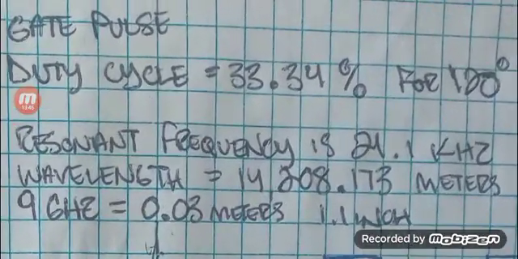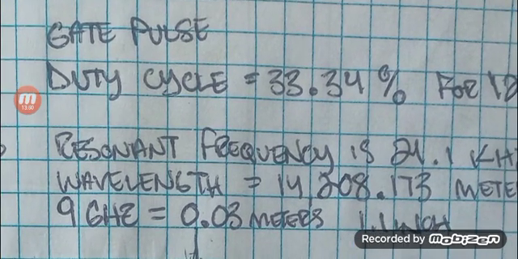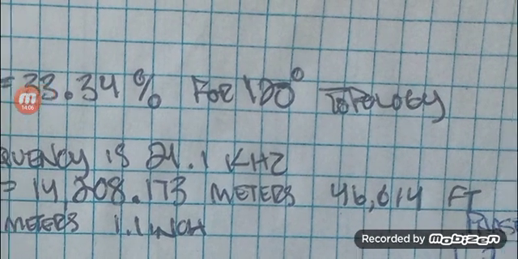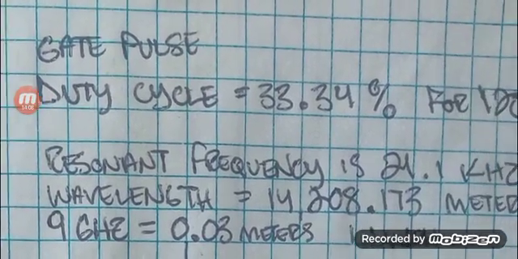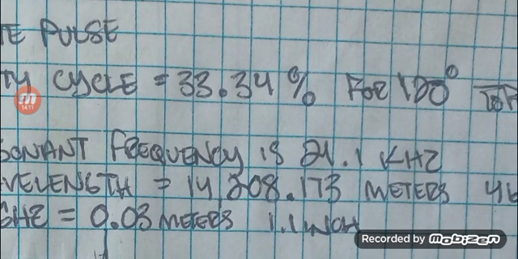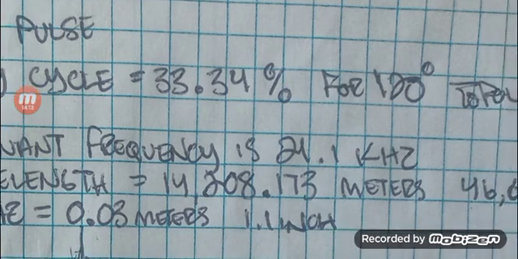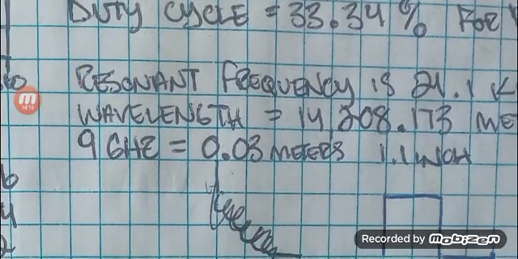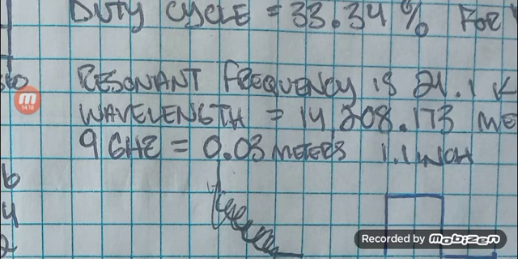So the gate pulse, the duty cycle for each phase is 33.34 degrees. Because think about it. You're dealing with 360 degrees, and you're dividing it into 3 phases, 3 sections. When you set your duty cycle to 33.3 percent, you end up with a 120 degree phase differential, or topology.